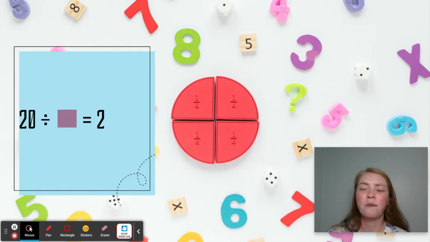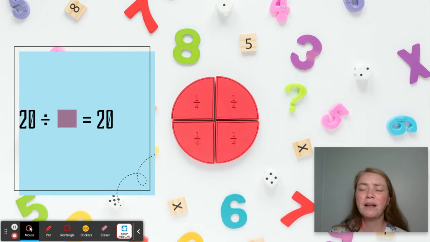20 divided by what number will give us 2? The answer here is 10. 10 times 2 is 20, or 20 divided by 10 is equal to 2. Great job. Let's keep moving. 20 divided by what number will give us 4? The answer is 5.